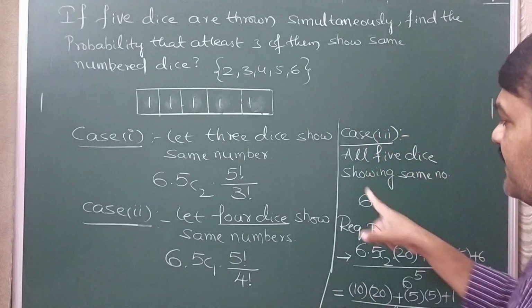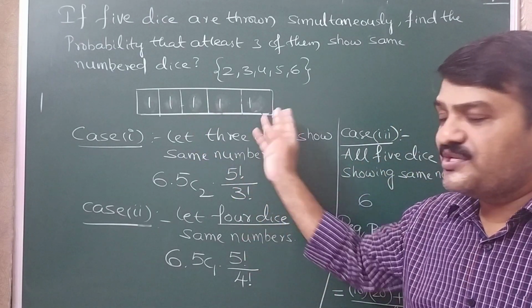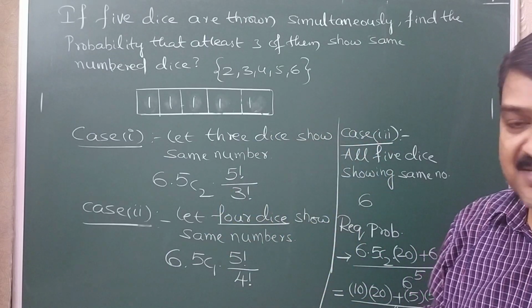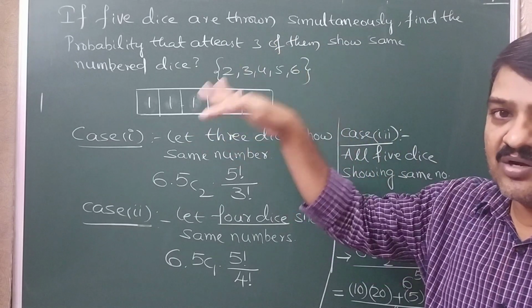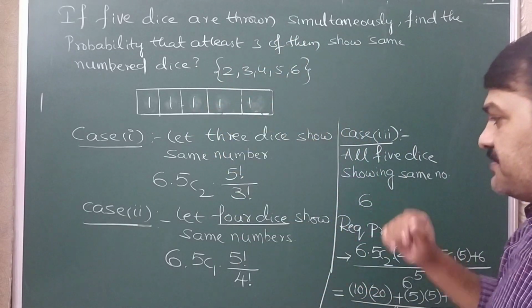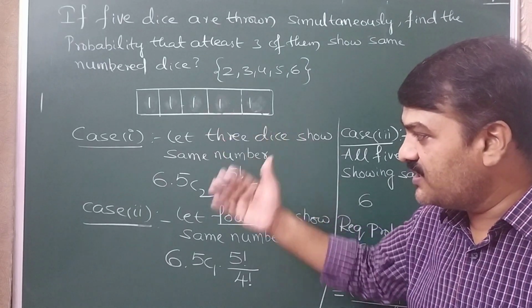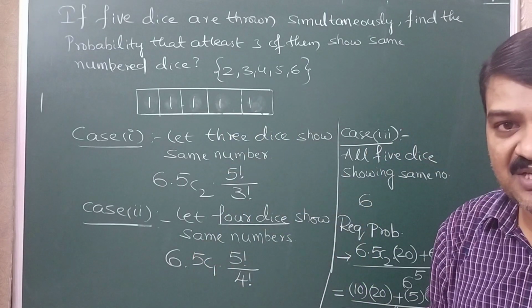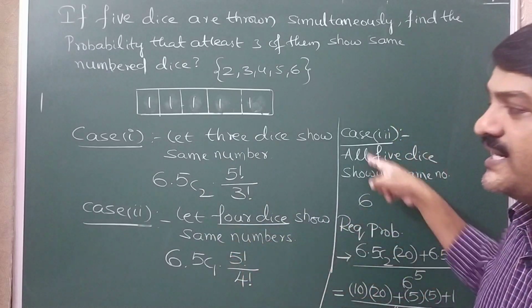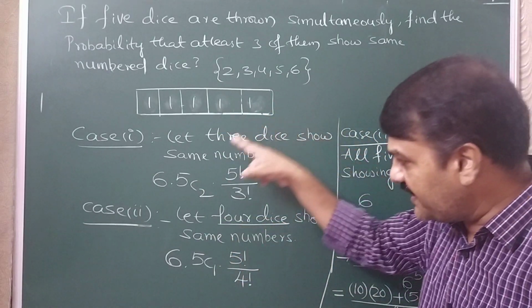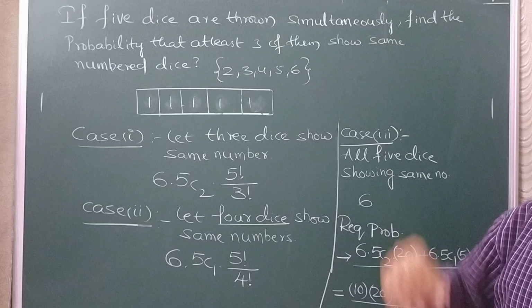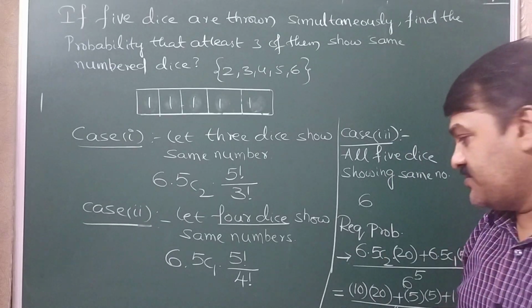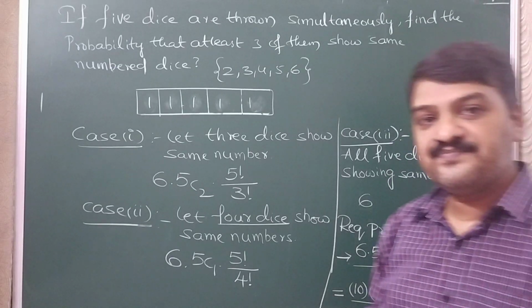Last case, all 5 showing the same number, for which you have only one way for arrangements, and all 5 showing the same number means they can be all 1s or all 2s or all 3s, like that. There are 6 possibilities. So either case 1 or case 2 or case 3 is possible here. Therefore we are going to add these. Okay, so by adding these we will get the n of e value. N of s is anyhow 6 power 5 because we are actually throwing 5 dice. Okay, so this concludes the solution. Thank you everyone.